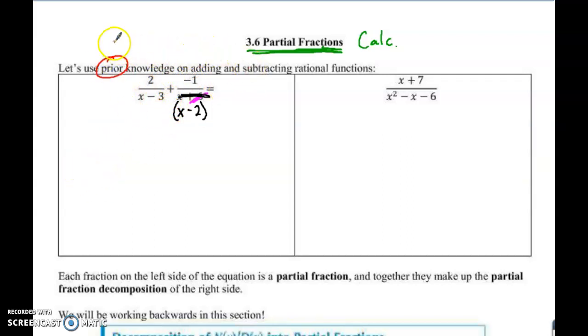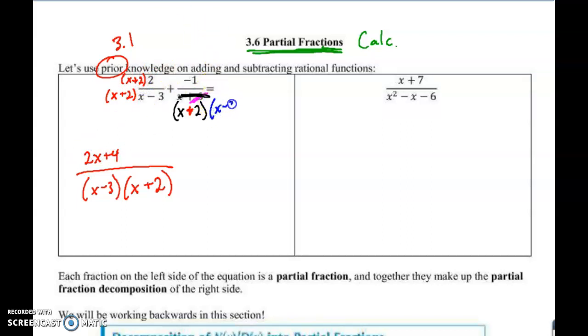You actually did this in section 3.1, where you got the same denominator, x minus 3, x plus 2. Oops, I was supposed to say plus 2. There, I fix it, and I don't even fix it correctly. But in order to get that same denominator, you had to multiply the left side by x plus 2. So as I distribute that 2 in there, that's 2x plus 4. And then I need to multiply the right fraction by x minus 3. So distribute that, and you get minus x plus 3.